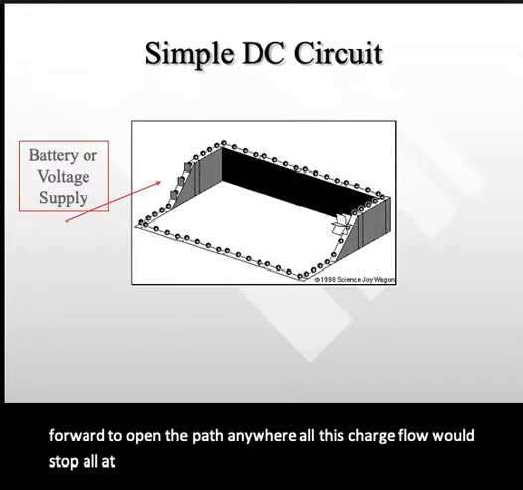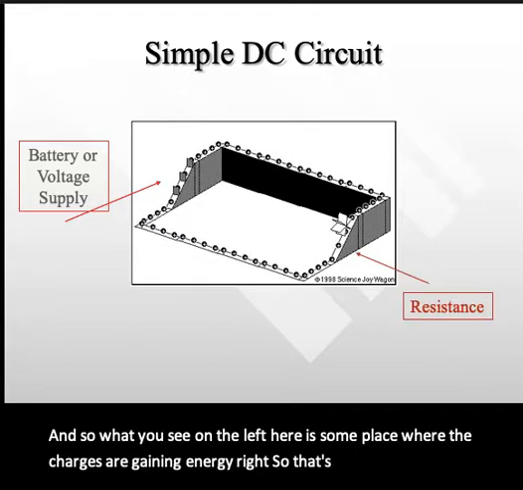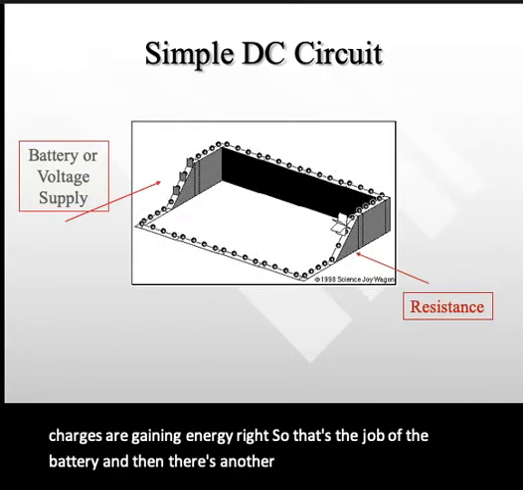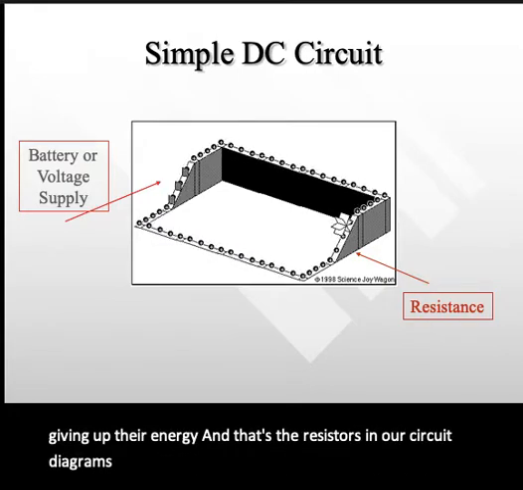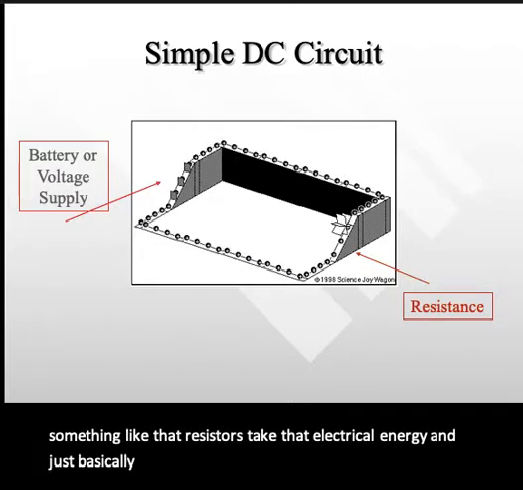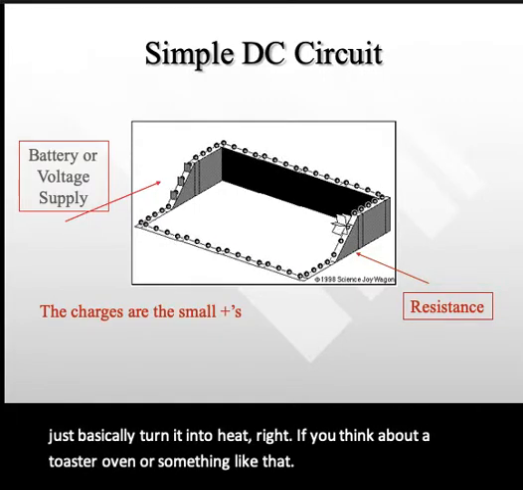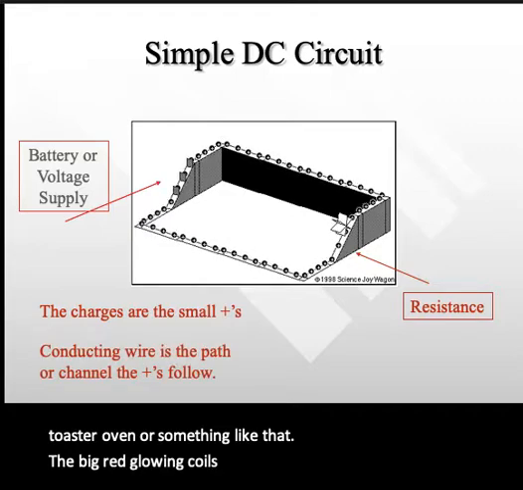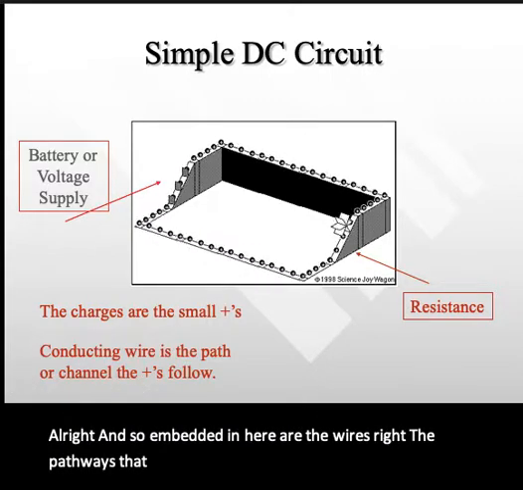And so what you see on the left here is some place where the charges are gaining energy, right? So that's the job of the battery. And then there's another place where the charges are giving up their energy, and that's the resistors in our circuit diagrams, right? It could be a motor, it could be a light bulb or something like that. Resistors take that electrical energy and just basically turn it into heat, right? If you think about a toaster oven or something like that, the big red glowing coils there are just giant resistors. All right, and so embedded in here are the wires, right? The pathways that are conducting all these charges.